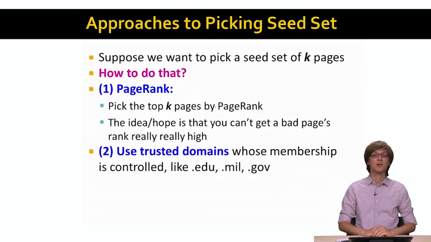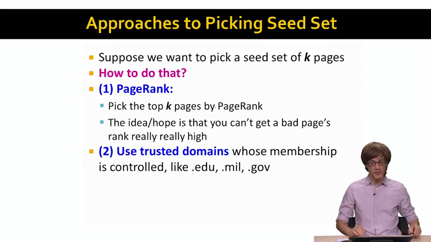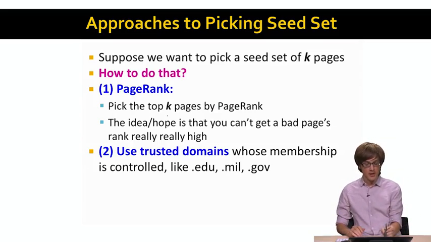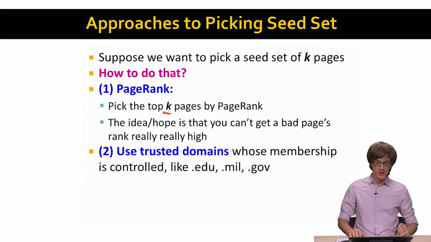The idea is the following. For example, imagine that we want to select a seed set of K pages. One idea would be to pick the K pages on the web according to PageRank, and the hope is that the top small fraction of pages on the web are really the truly important pages, and we label those as the seed set.